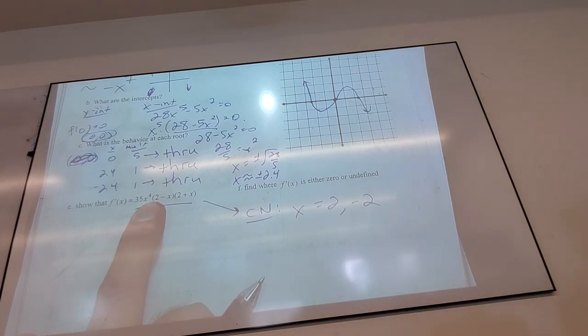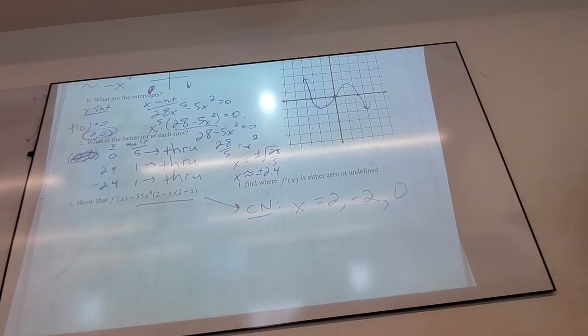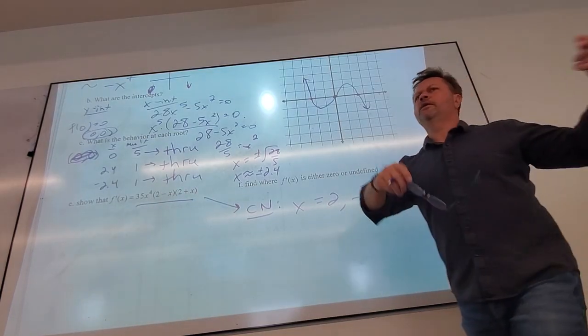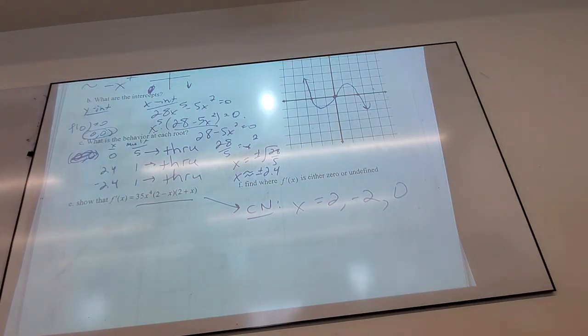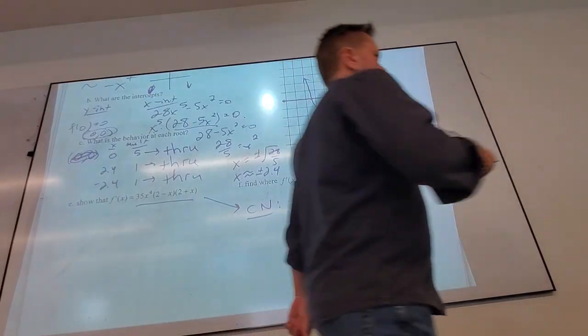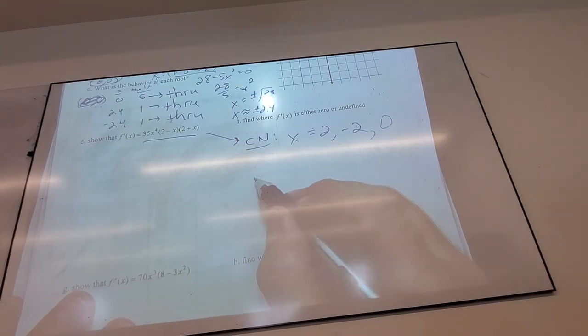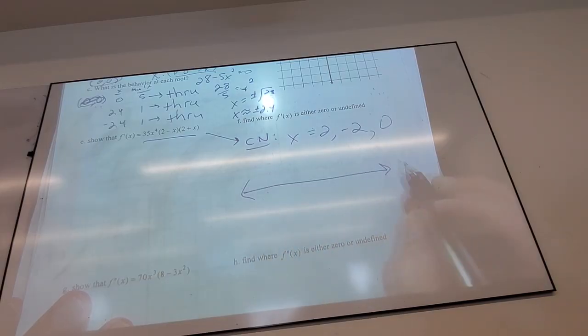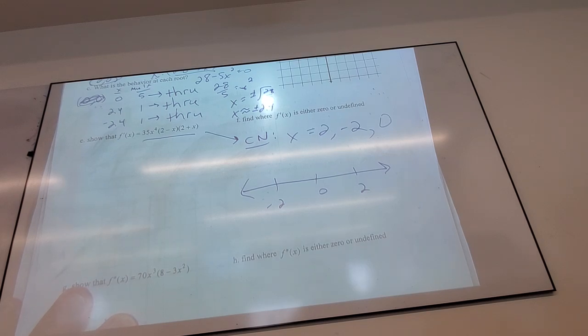What else is a critical number? 0. Good. Is it ever undefined? No, because this is a polynomial, there's no variables on the bottom, there's no radicals, none of that, so it's never undefined. If I wanted to, let's just do this. I know I didn't say to do this here. I'm not sure why past Jeff didn't say to do this, but we're gonna do it. You can make one of these, yes?